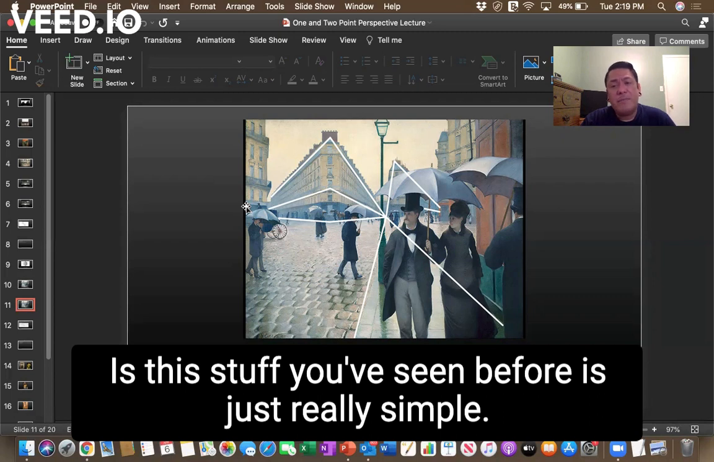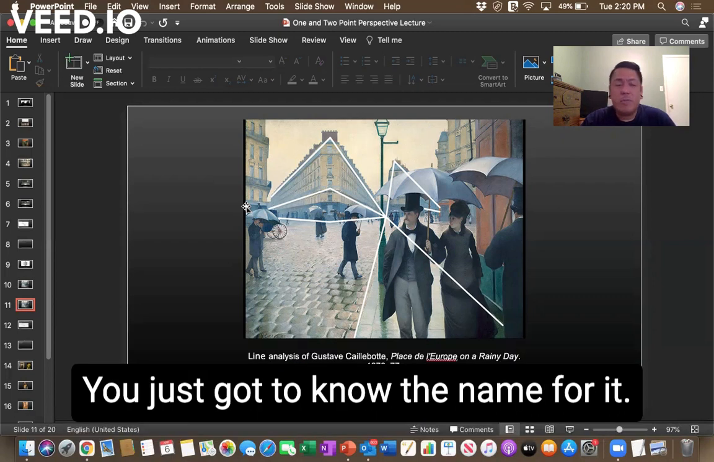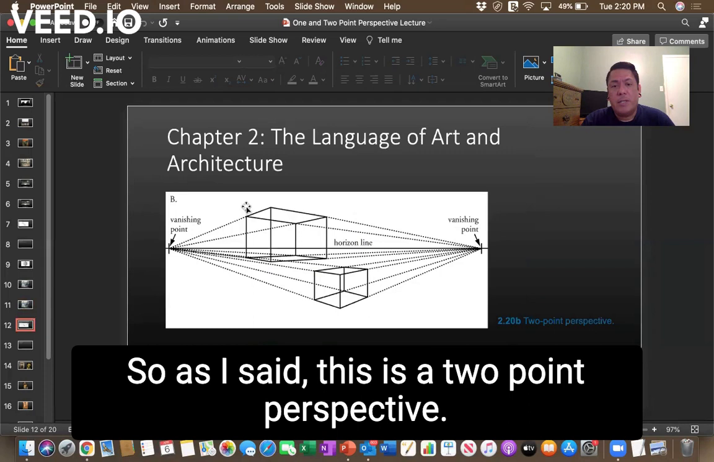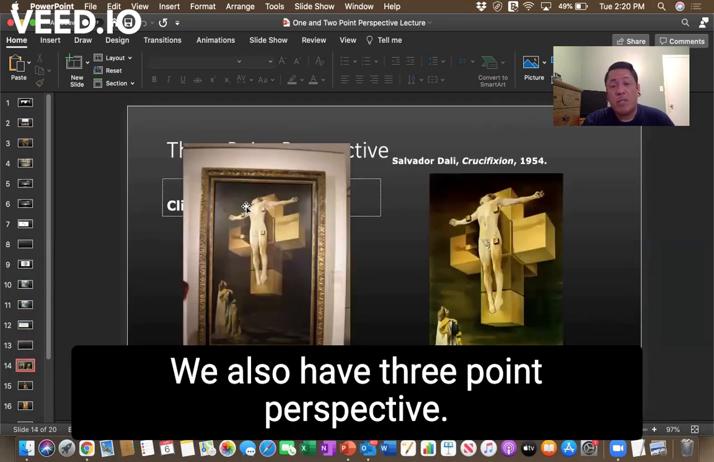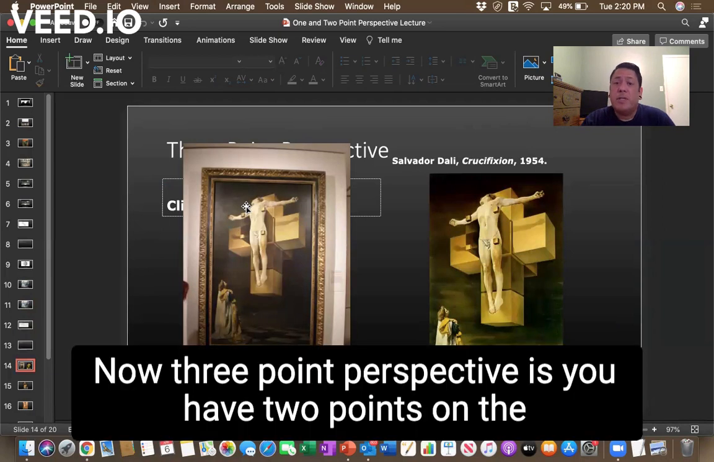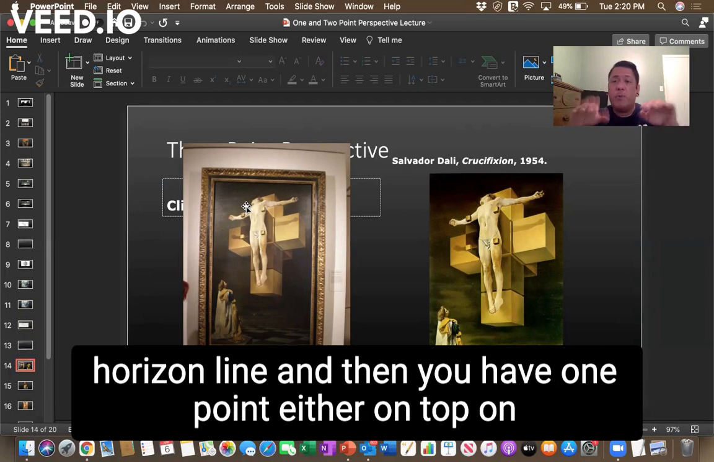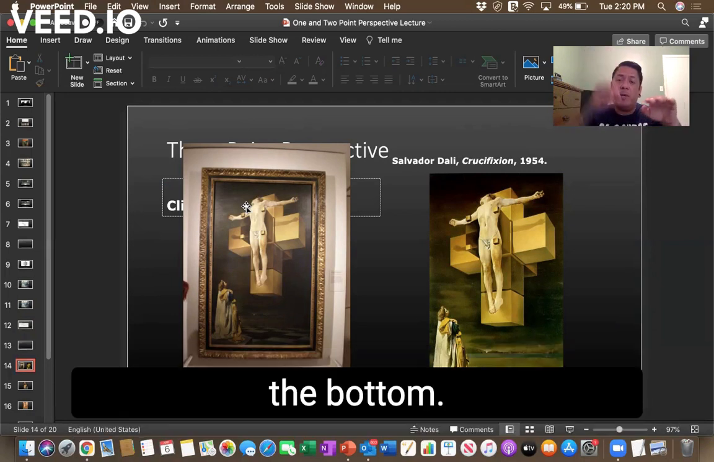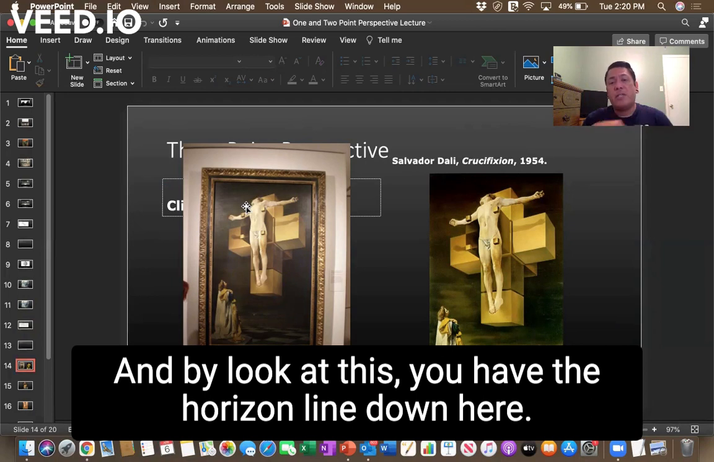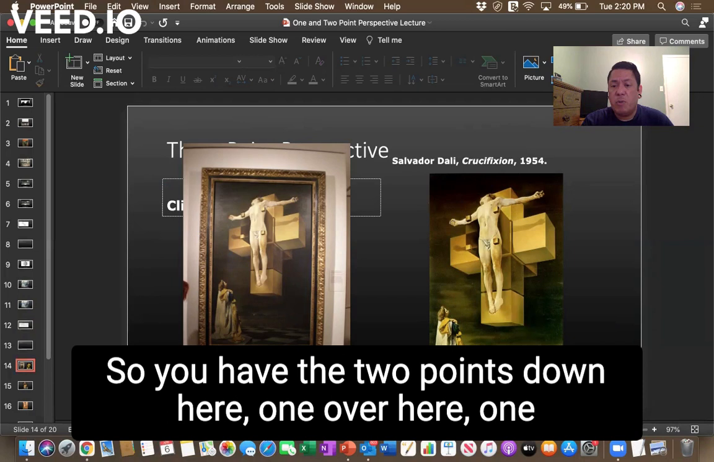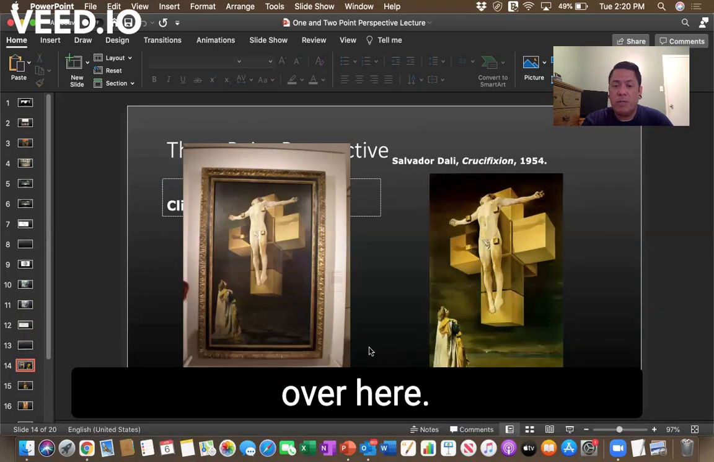This stuff you've seen before is just really simple. You just got to know the name for it. So this is 2 point perspective. We also have 3 point perspective. Now, 3 point perspective is you have 2 points on the horizon line, and then you have 1 point either on top or on the bottom. Look at this, you have the horizon line down here. So you have the 2 points down here, one's over here, one's over here.